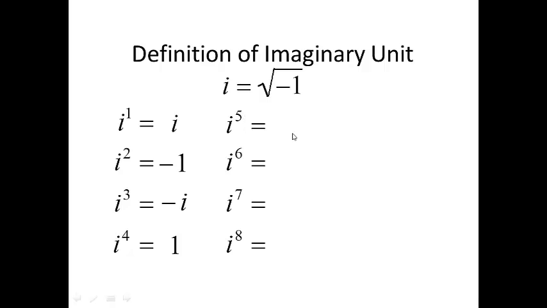What about i to the fifth? i to the fifth would be i to the fourth times i to the first, which would be 1 times i, which is just i. And i to the sixth would be i to the fourth times i squared, which is 1 times -1, which is -1. And then i to the seventh is i to the fourth times i to the third, which is 1 times -i, which is -i again.